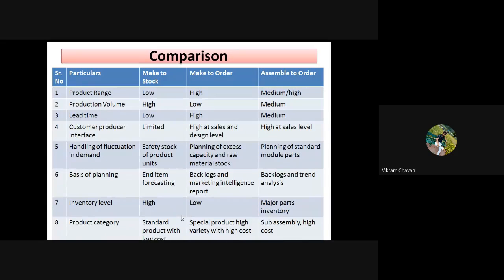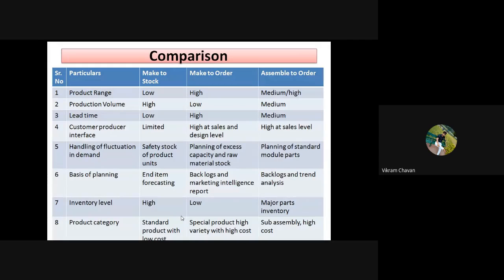Then the next point is the basis of planning. What is the basis of planning for these three types of production system? In case of make to stock production, we know that there is no direct relationship between the manufacturer and the customer. So the main eyes and ears of the industry is nothing but a distributor. The distributor will provide the forecasting to the industry and the demands of the customer related to the product. So planning is nothing but forecasting the demand of the market on the basis of data available with that particular customer. That is the basis of planning for make to stock production.